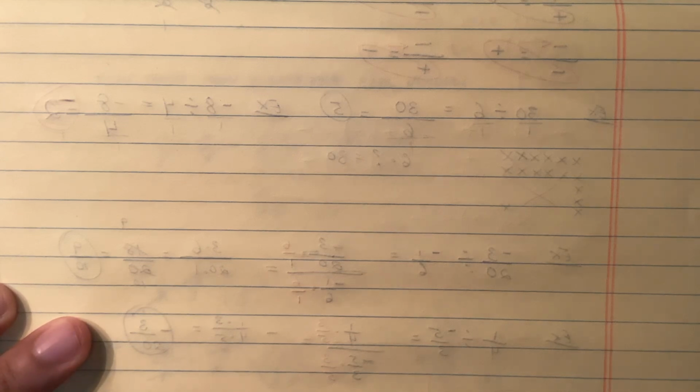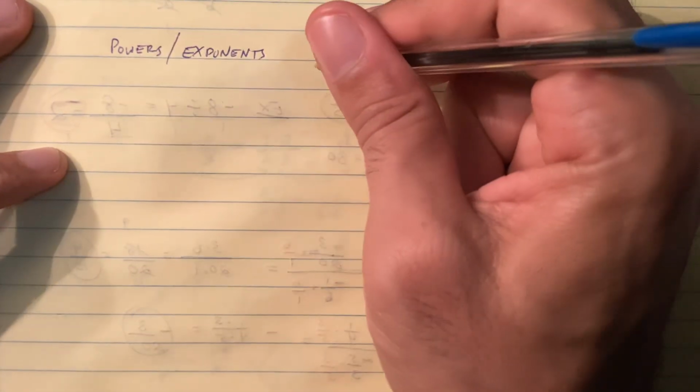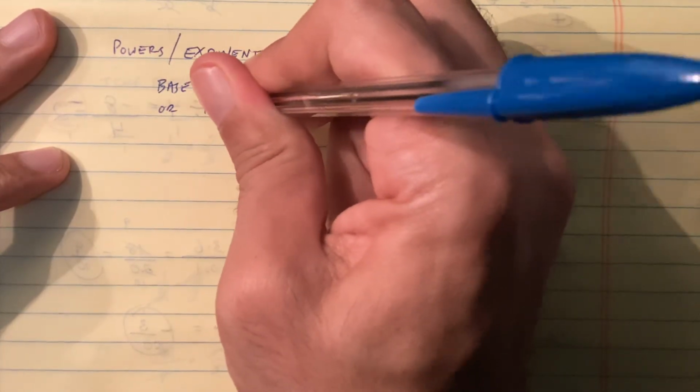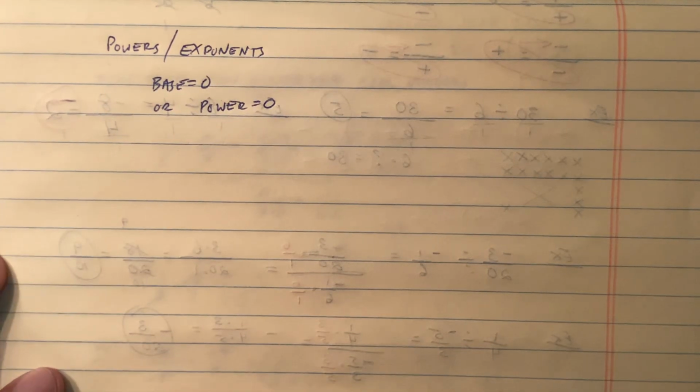In this video, it's sort of going to be a continuation off the previous video that deals with powers or exponents, depending which term you're more comfortable with. Both are synonymous. Exponents, all right. But in particular, in this video, we're going to be talking about when either the base is equal to 0 or the power is equal to 0, and what that means for us in each different scenario.